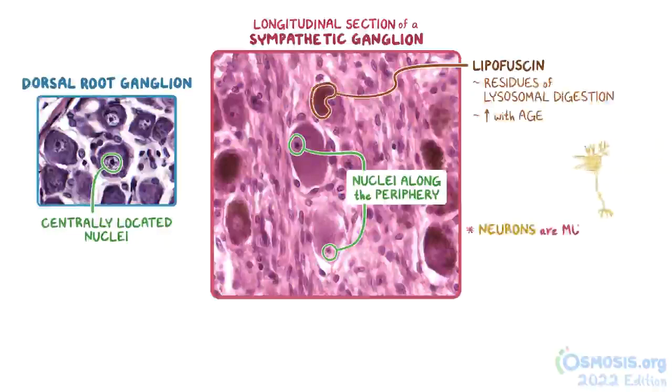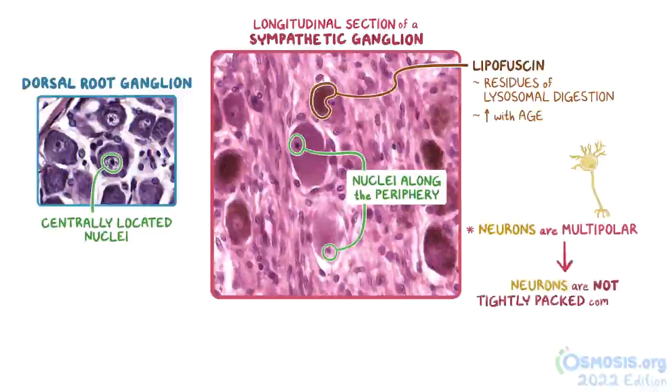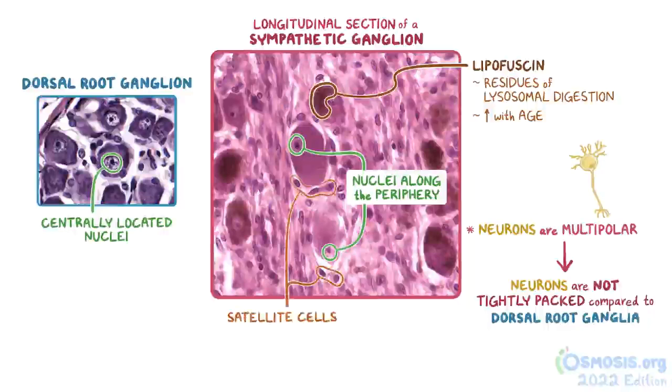The neurons are multipolar, so they need more space around them for their dendritic branches and axon. As a result, these neurons are not as tightly packed compared to the neurons of the dorsal root ganglia. This also causes the satellite cells to be more irregularly placed. The nerve fibers are mostly unmyelinated, so they can be difficult to identify. The majority of the elongated nuclei seen in this image are fibroblast nuclei.